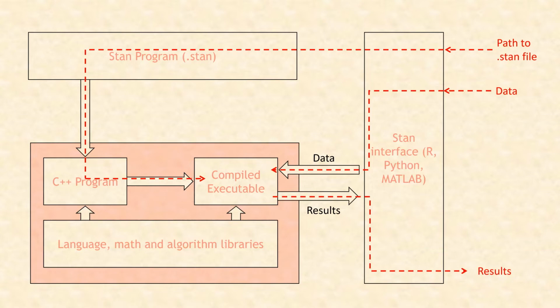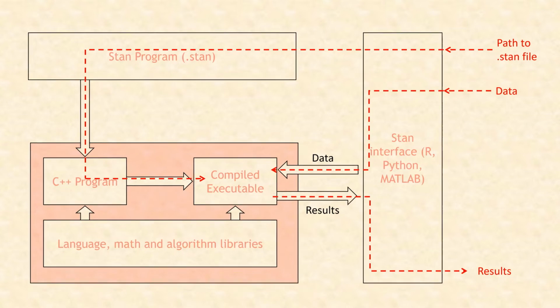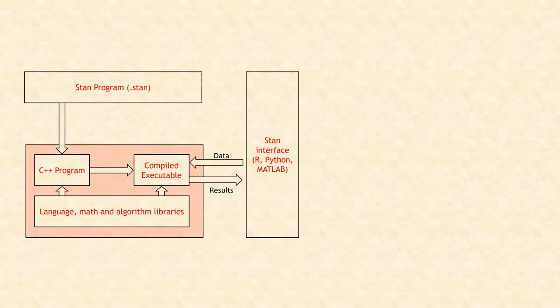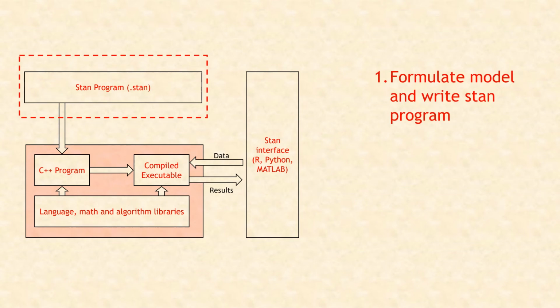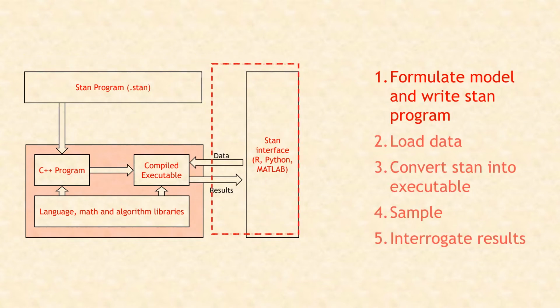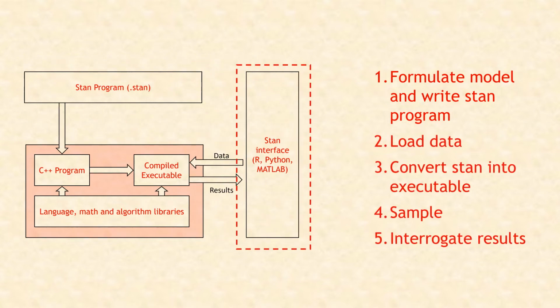In other words, all the processing steps like data wrangling, compilation, sampling, and output interrogation all happen in the same interface language. As such, a typical programming workflow might look something like this. First, you theorize on the model formulation and write your model in a Stan program in a separate .stan file. Next, you load your data into the environment, compile the Stan code, do the sampling, and interrogate the results. The last 4 steps all happen in the same programming environment, so there isn't too much switching back and forth between different technologies.